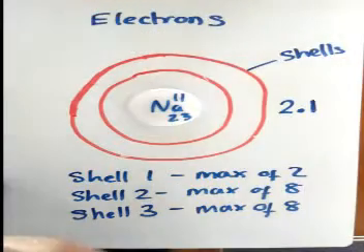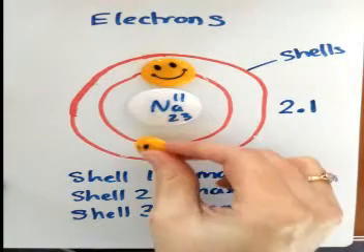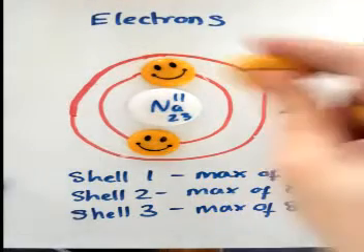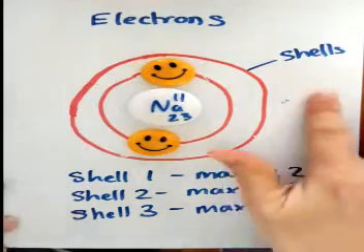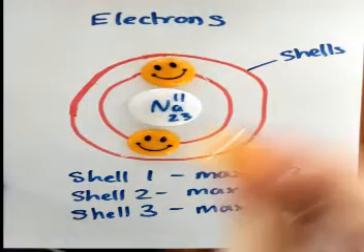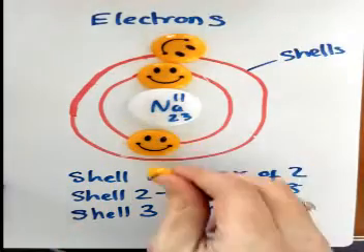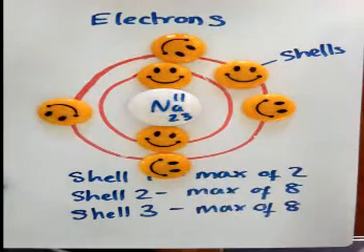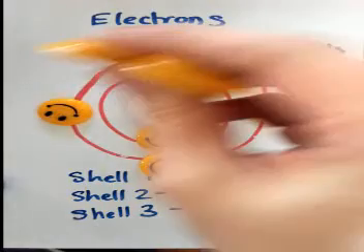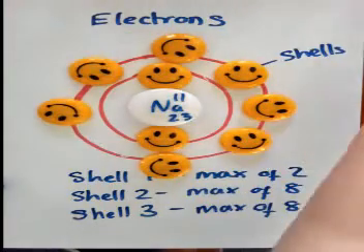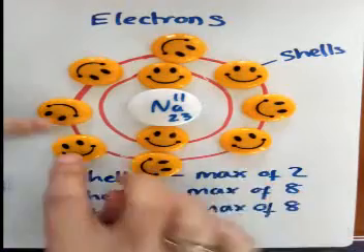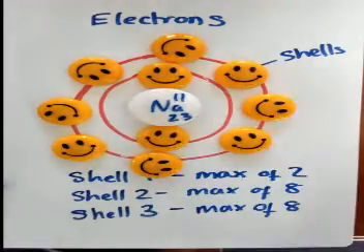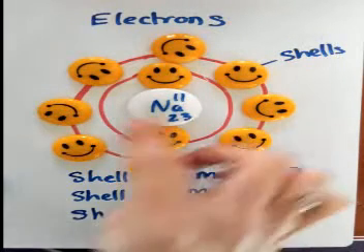We can still only have 2 on the first one. We use my smiley faces now. But this time we've got 11 in total to fit in. So we need to put some more on the second shell, and we can have a total of 8 on the second shell. So we can manage to squeeze 8 on there. Need a bigger board. So 1, 2, 3, 4, 5, 6, 7, 8, 9, 10. So we've got 10 in total now, but we need 11 because our atomic number is 11.